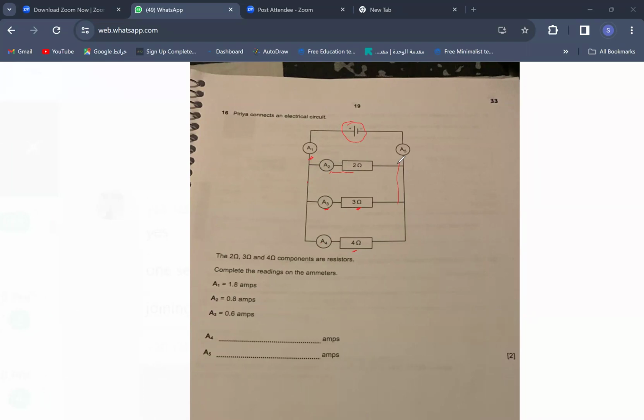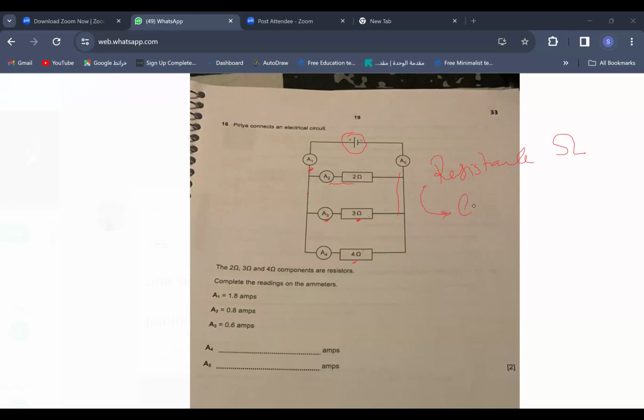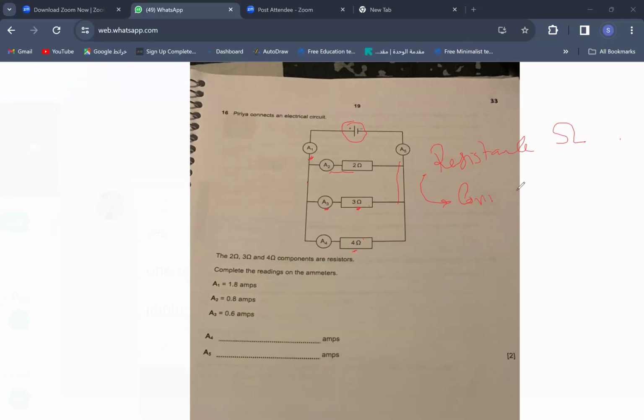So the resistance, which is measured by ohm, is already connected in this circuit in parallel. The 2 ohm, 3 ohm, and 4 ohm components are connected in parallel. Complete the readings on the ammeters.